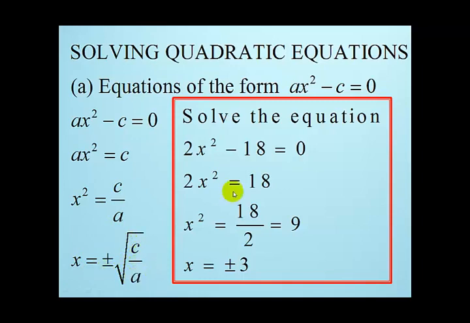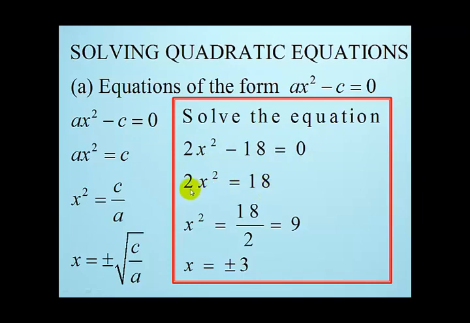Now let's look at this example. Solve the equation 2x squared minus 18 equals 0. So minus 18 on the left hand side becomes 18 on the right hand side. So we have 2x squared is equal to 18. Now because we are solving for x, we divide the left hand side by 2, and we divide the right hand side also by 2.